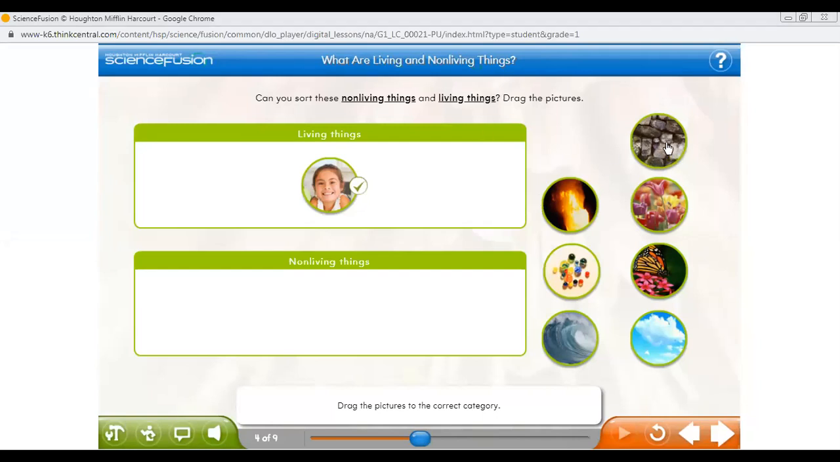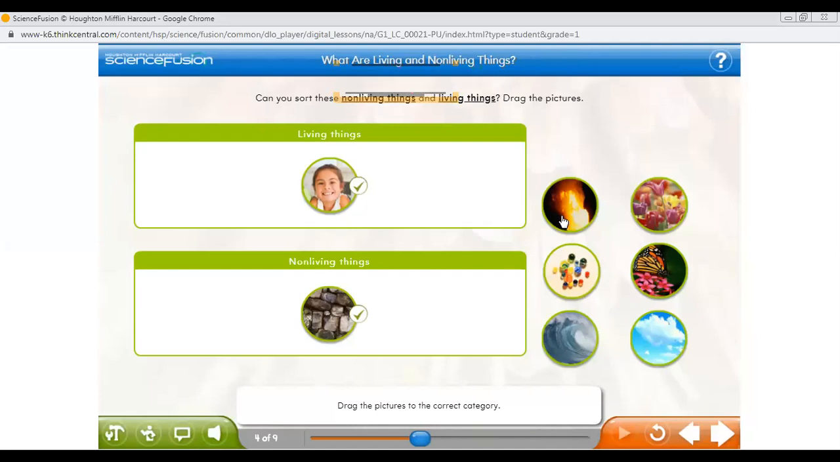We have rocks here. So is it a living thing or a non-living thing? Is it a living thing? Very good. Faris, Miral, yes, excellent. It is not a living thing. Yes, your answers are correct. Very good, grade 1. Now let's see fire. So what is a fire? Living thing or a non-living thing?